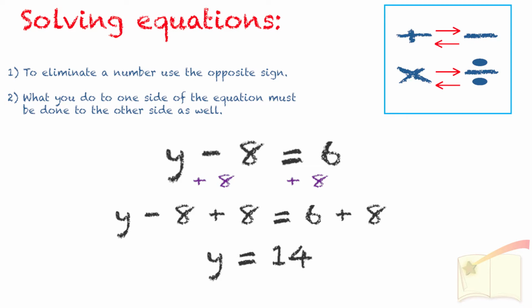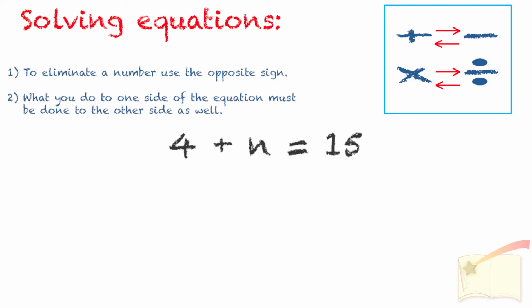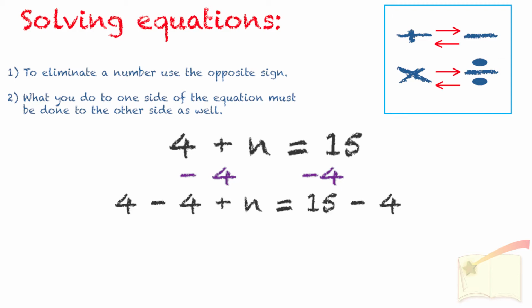Let's try another example. So now we have 4 plus n equals 15. If you look at the number 4 carefully, this is a positive 4 because there is not a negative sign in front of it. Therefore, rule number 1, to eliminate, you use the opposite sign. That means that we are now going to subtract 4 from both sides of the equation, which will then give us 4 minus 4 plus n equals 15 minus 4. If you simplify this, you are now left with n equals 11.